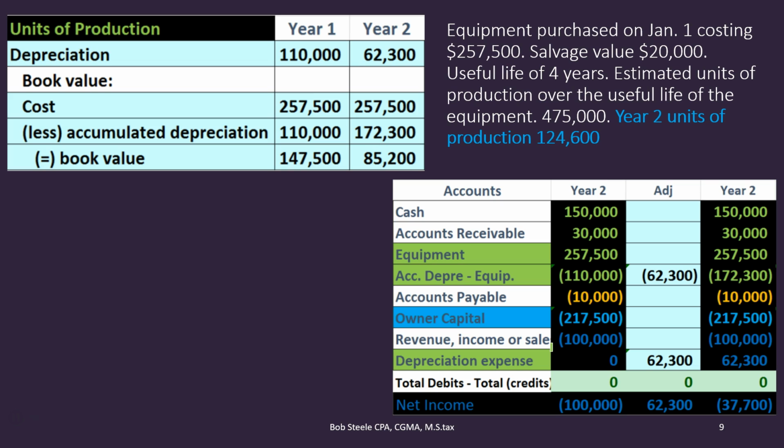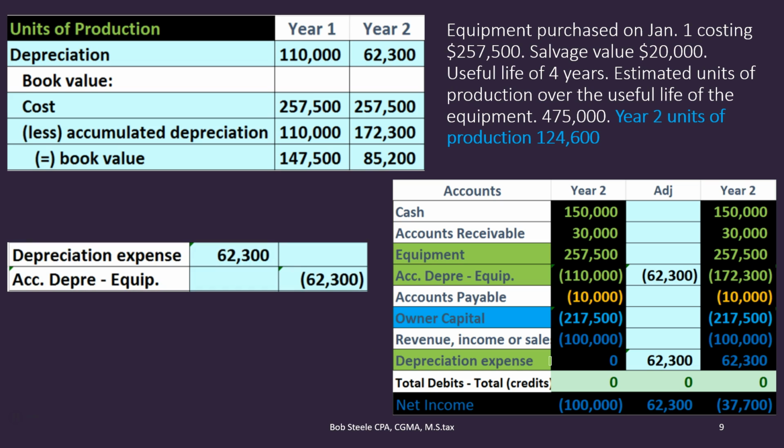The assumption is that year 2 we earned another 100,000, and the idea is that we want to have a model that we have the same amount of earnings in year 1 and year 2 so that we can then see the effect of depreciation on that net income if that was the case, holding all else equal. So the depreciation journal entry then would be the same. We're going to debit depreciation expense. We're going to credit accumulated depreciation for the amount calculated. That amount being the 62,300.